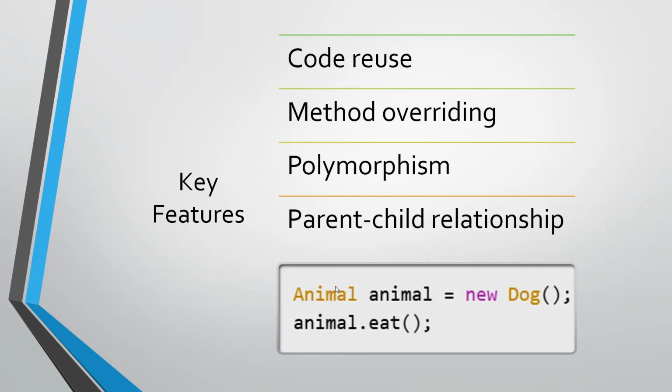So look at this. You have an Animal type being instantiated as a Dog. This means that you can substitute this child class for the parent class. This child class has all the features and attributes of the parent class. And this Animal, which is a Dog, can invoke the eat method.